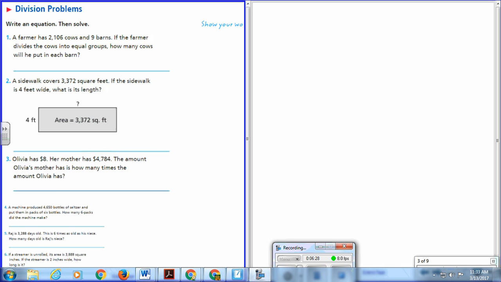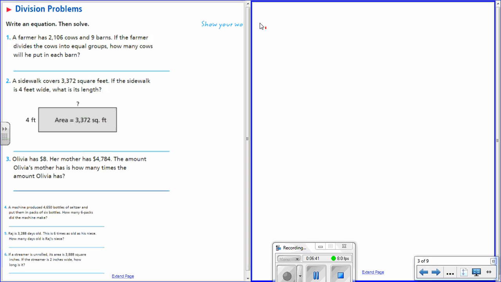So a farmer has 2,106 cows and 9 barns. If the farmer divides the cows equally into groups, how many cows will he put in each barn? So you're going to be dividing 2,106 divided by 9. So let's do the place value sections first, just so we can kind of see that one with a different set of numbers. So I'm looking at 2,106 divided by 9.